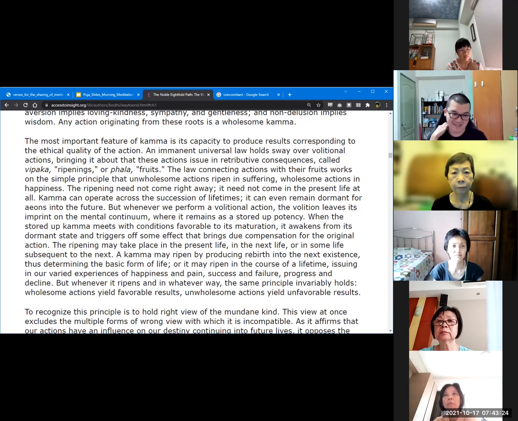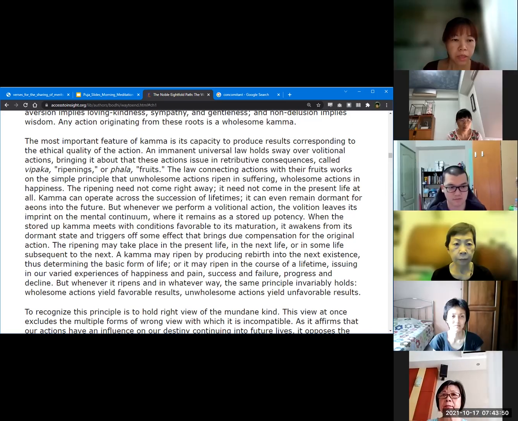The most important feature of karma is its capacity to produce results corresponding to the ethical quality of the actions. An immanent universal law holds sway over volitional actions, bringing it about that these actions issue in attributive consequences called vipaka, ripenings, and phala, fruits. The law connecting actions with their fruits works on the simple principle that unwholesome actions ripen in suffering, wholesome actions in happiness. The ripening need not come right away. It need not come in the present life at all. Karma can operate across the succession of lifetimes. It can even remain dormant for aeons in the future.